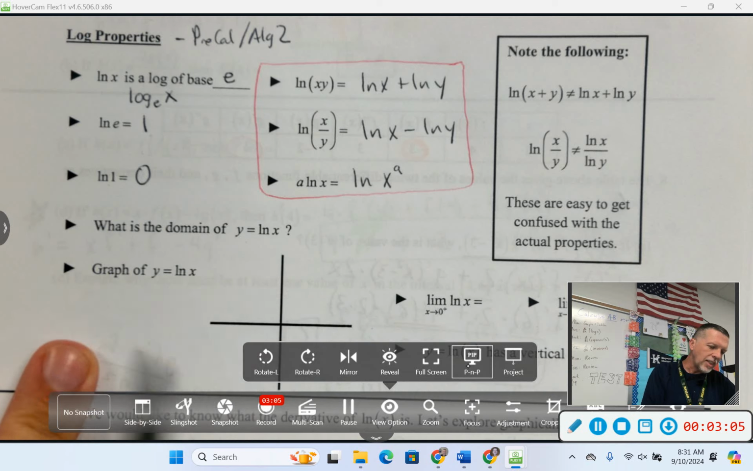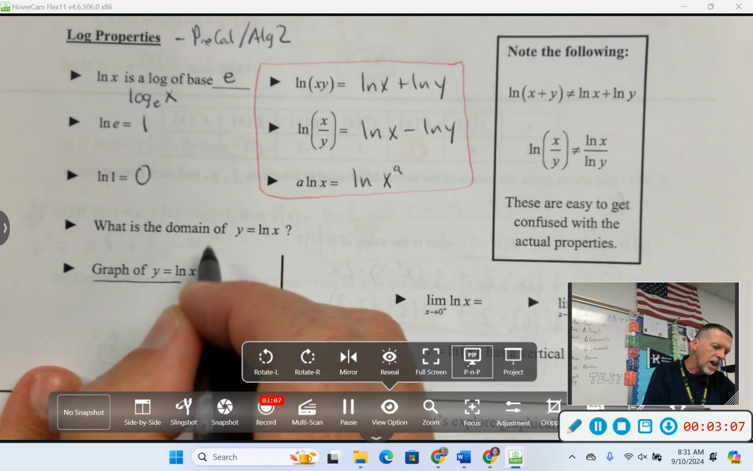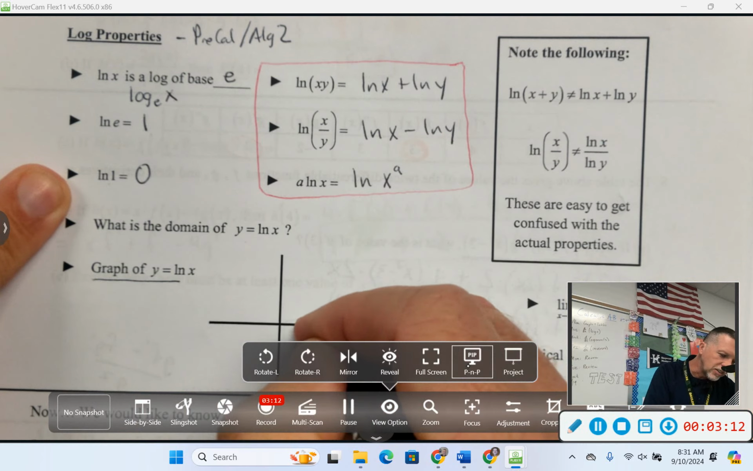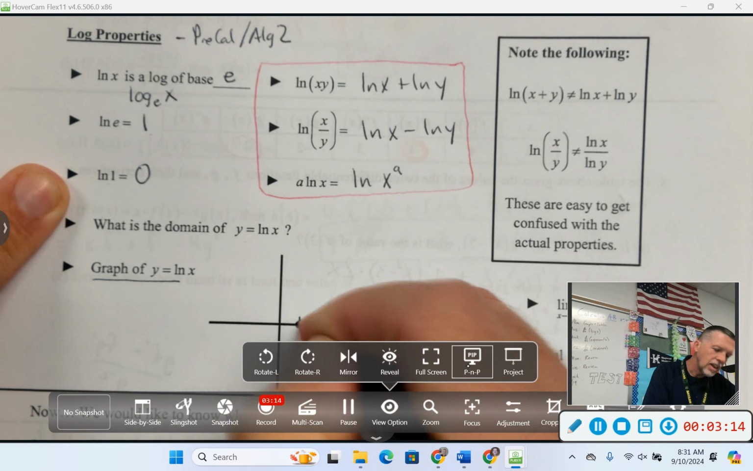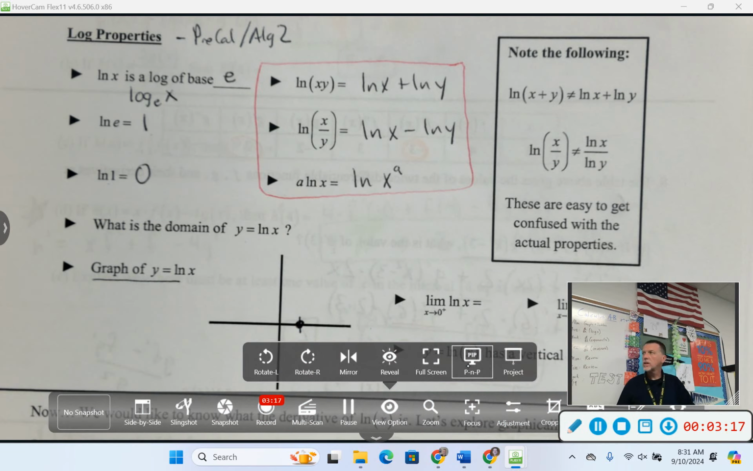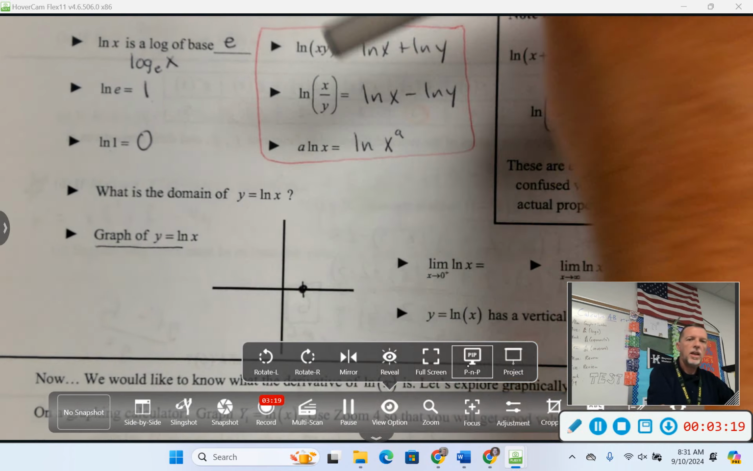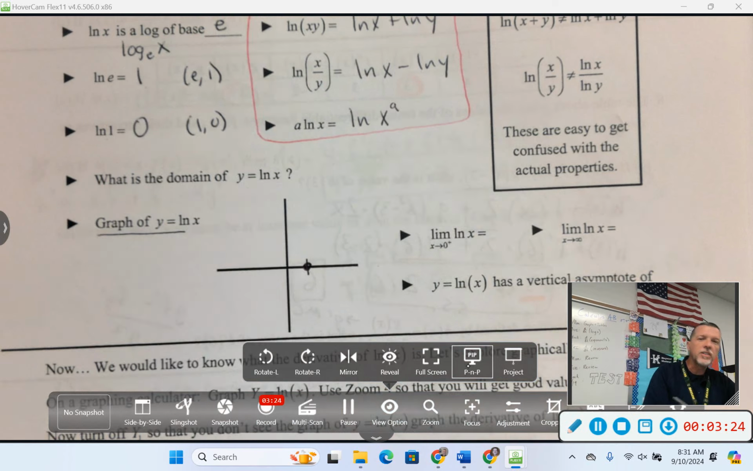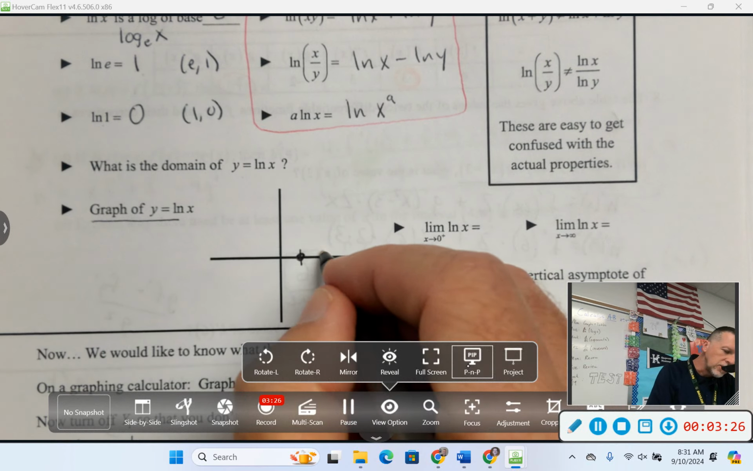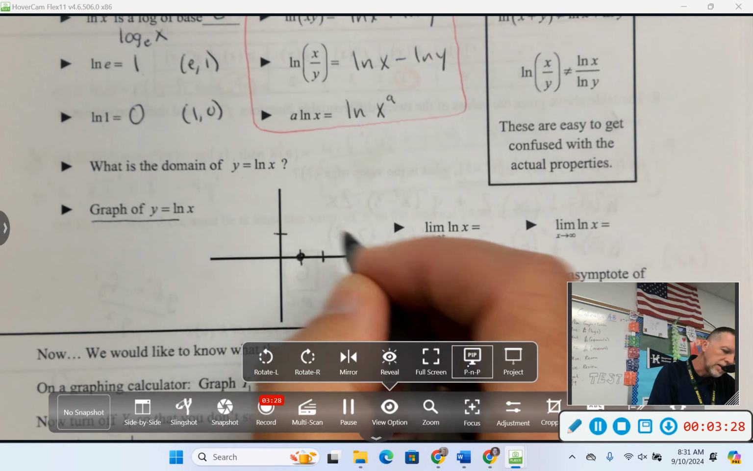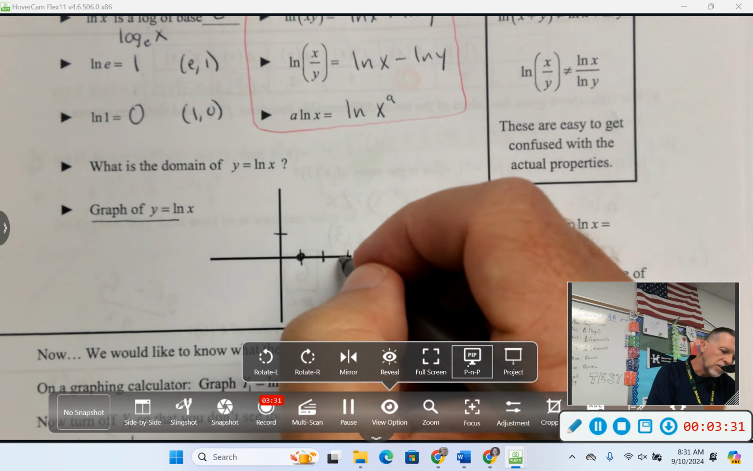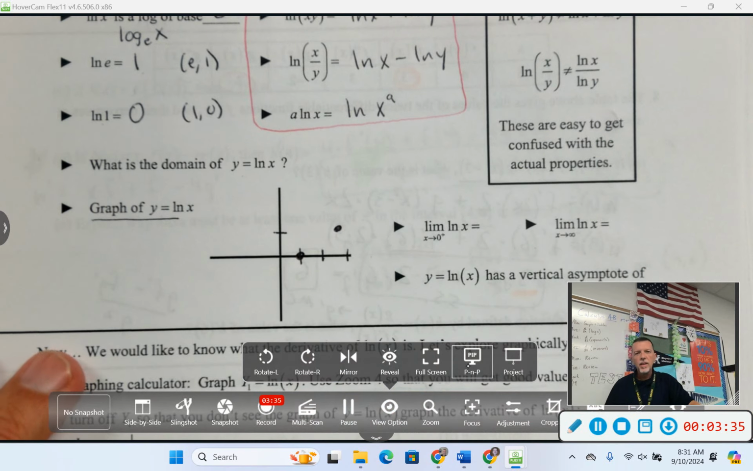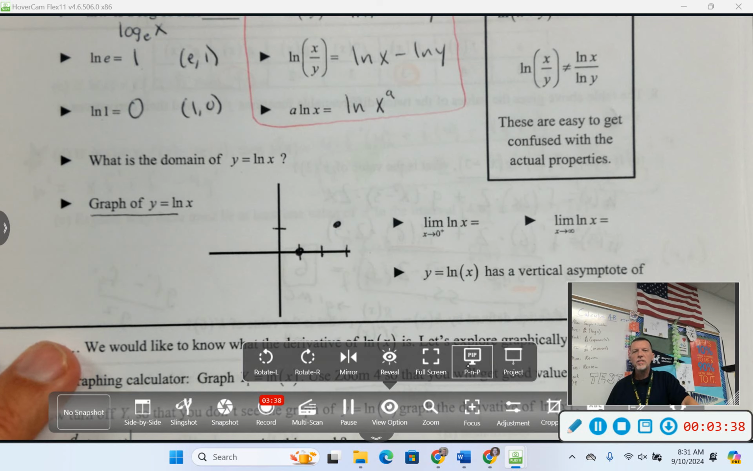Domain and graph. I think I would rather do the graph first, and then we can talk about domain. We said the natural log of 1 is 0, so there's (1, 0). And the natural log of e is 1, so that means (e, 1) should be on my graph somewhere. e is 2.7-ish, something like that. That's 2 points, that's not much.